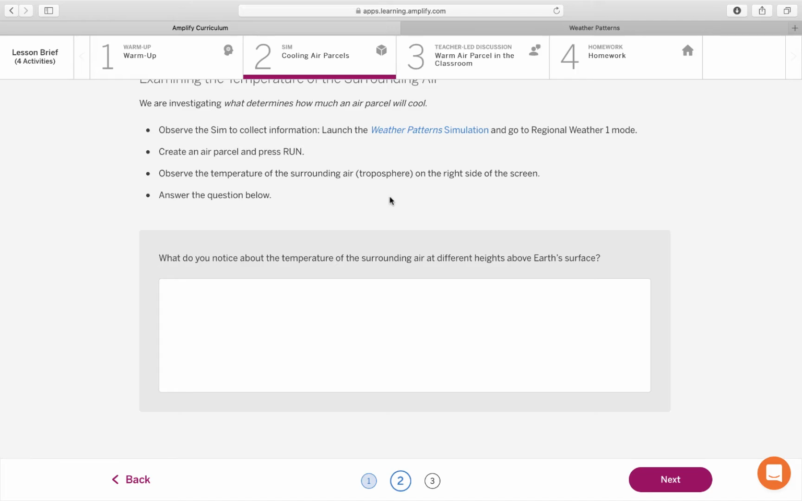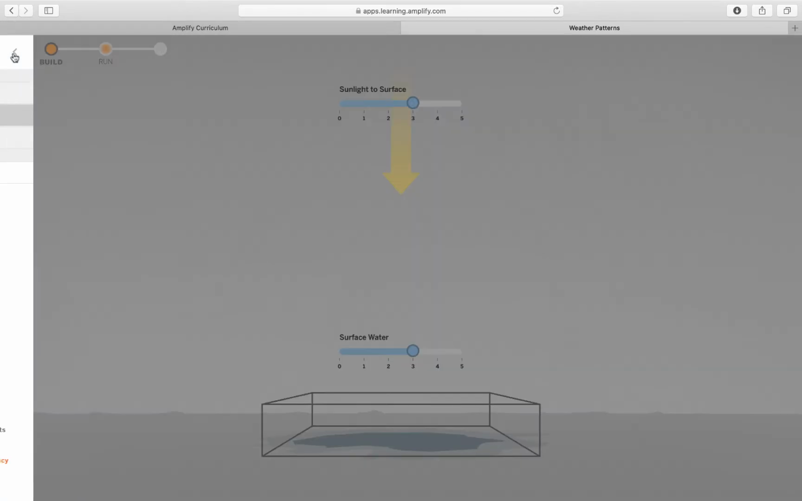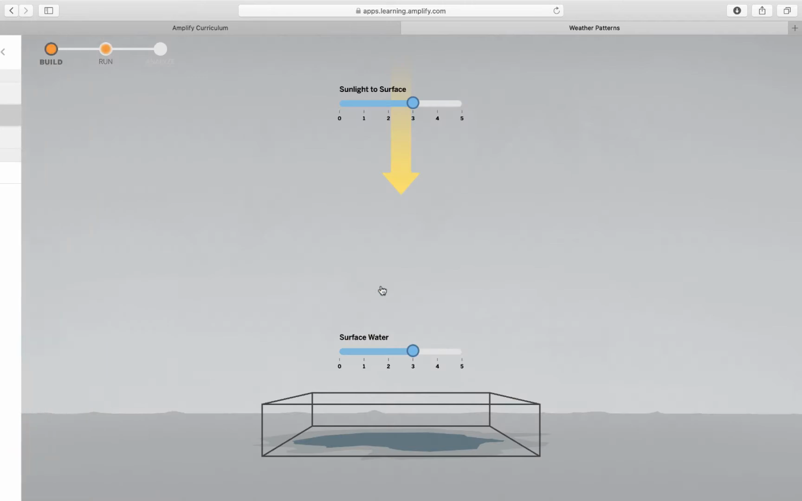So now that you've completed page 1 and we saw how air temperature changes with the amount of sunlight, I want us to go to page 2. In page 2, you are again going to use regional weather mode 1. But this time it's going to be a little bit more up to you. So you're going to jump into the sim, and there it is right there. We're going to be using regional weather mode 1. So if you're not already there for some reason, remember it's always under your menu, regional weather mode 1.